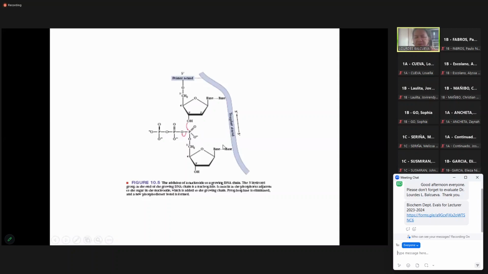And what happens to the bases? What happens here? What bonding is this? Phosphodiester bond, no? Phosphodiester bonding. And what is the bonding between the base of the parent strand and the incoming base? What is the bond here? What bond? Anyone?